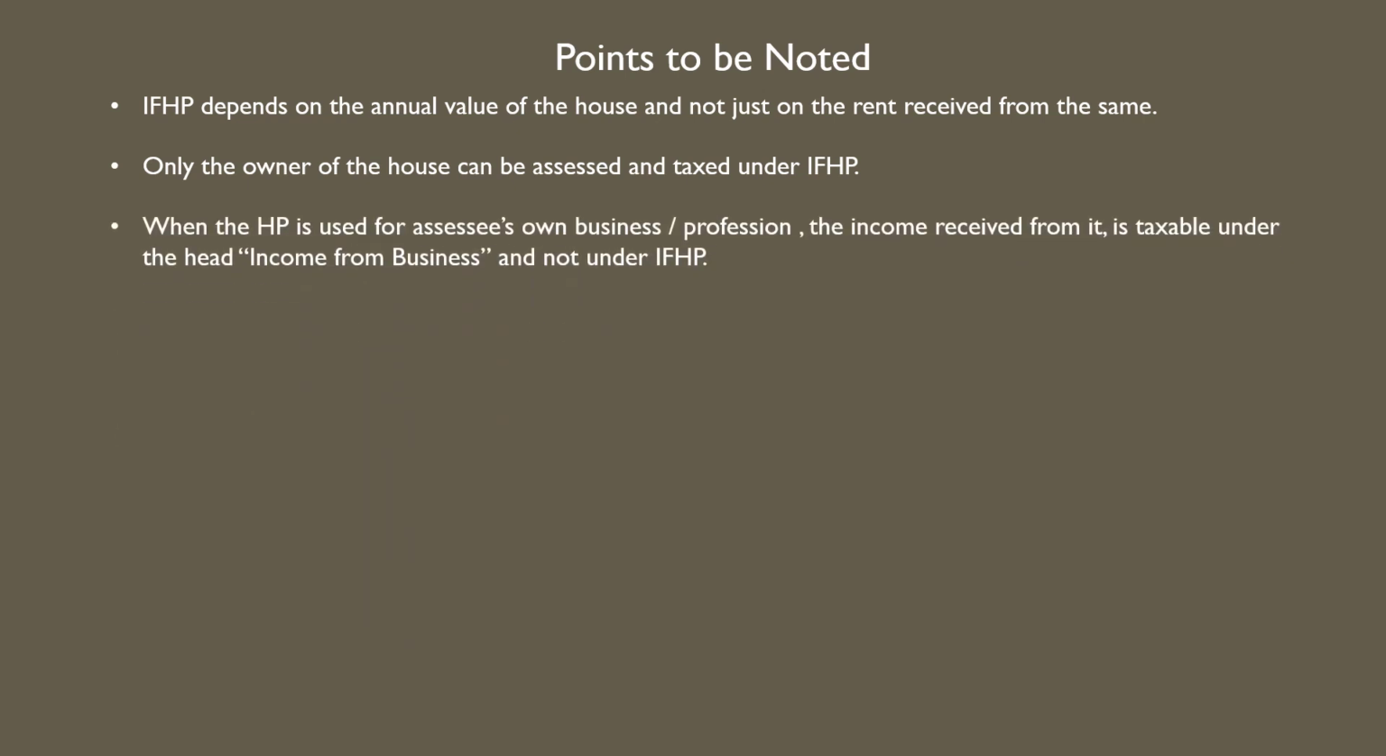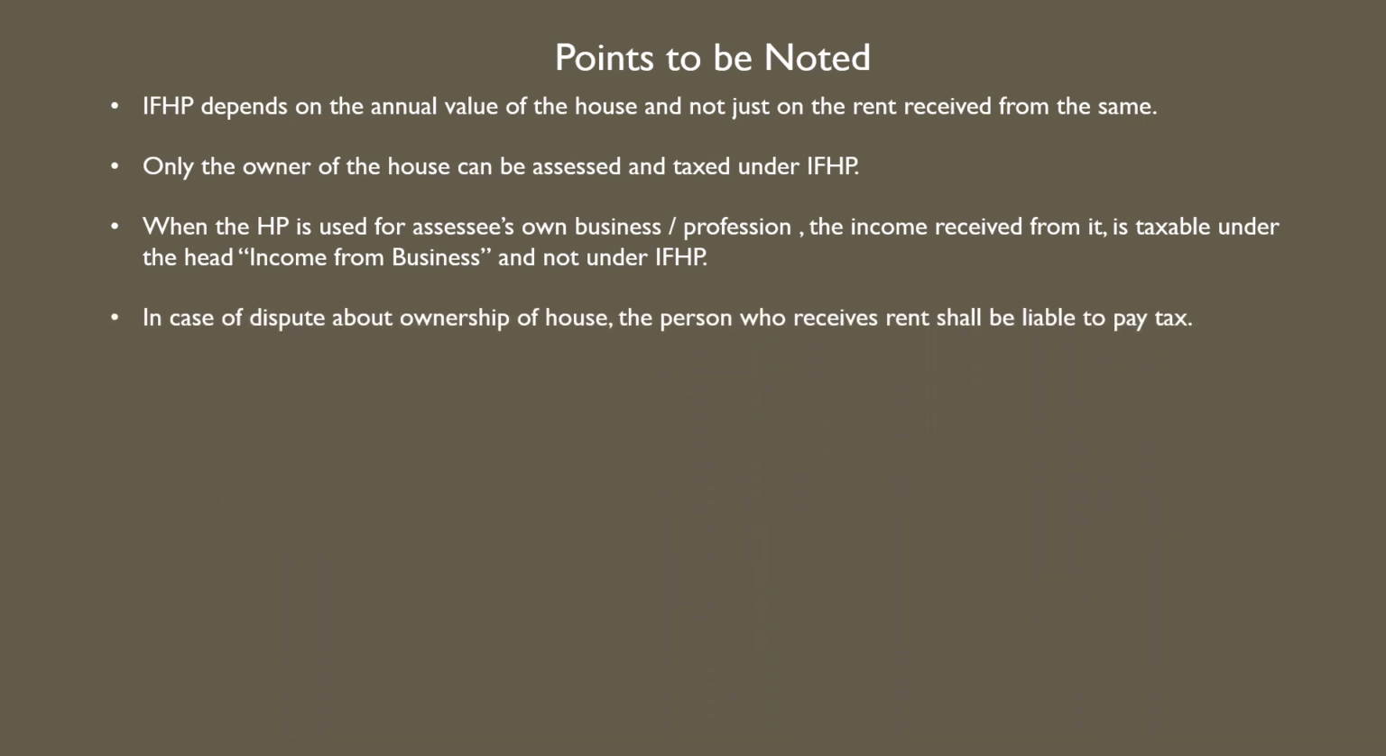When the house property is used for assessee's own business or profession, the income received from it is taxable under the head income from business and not under income from house property. In case of dispute about ownership of house, the person who receives rent shall be liable to pay tax.